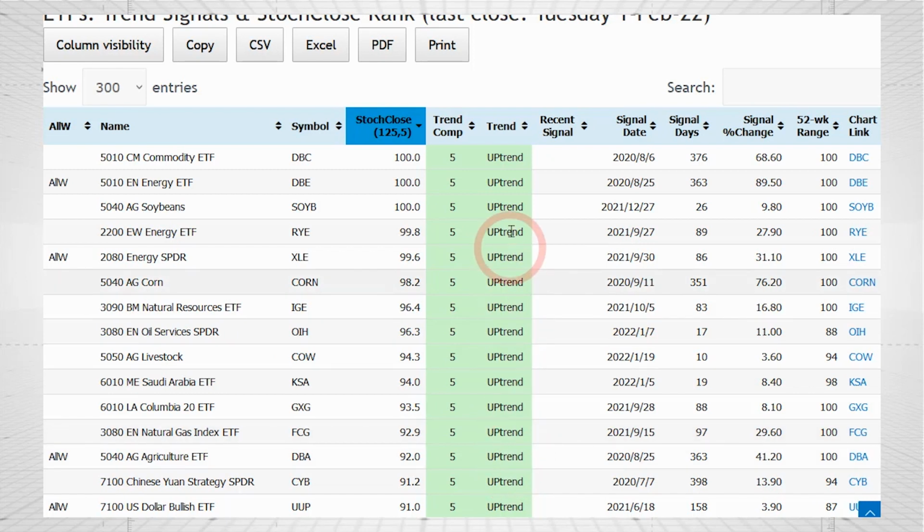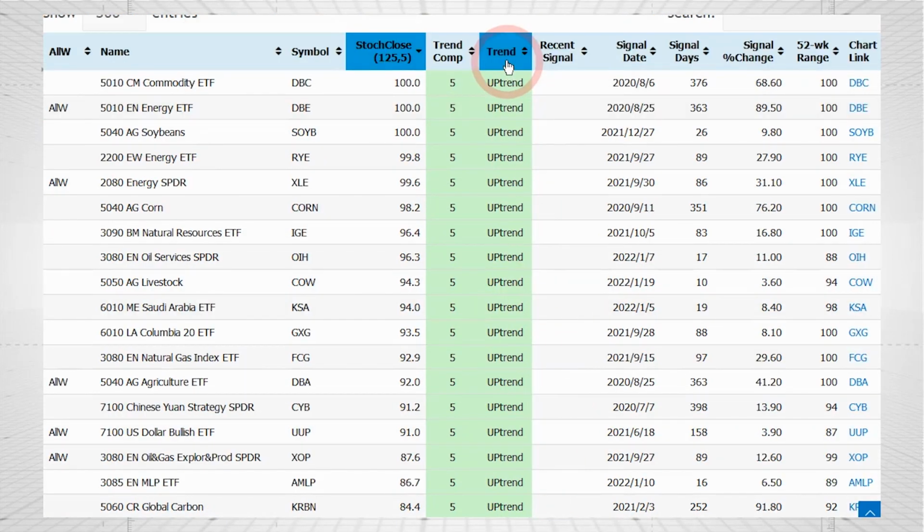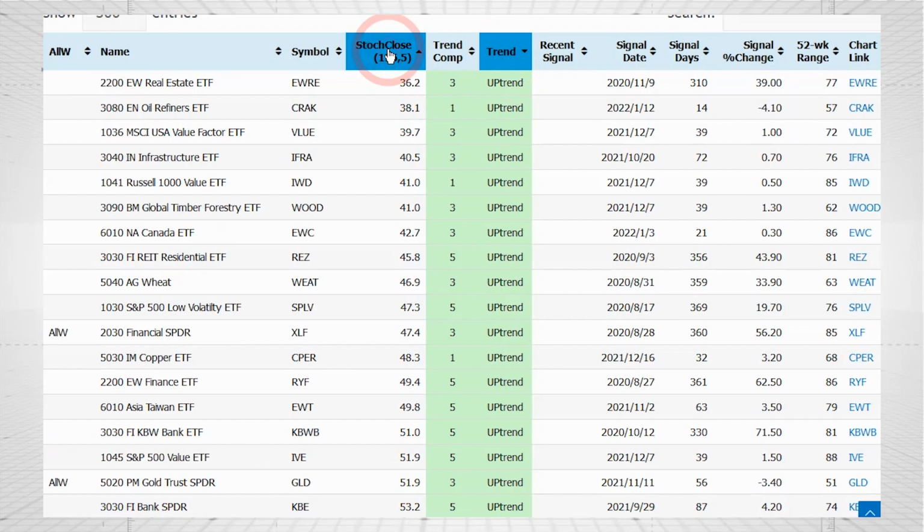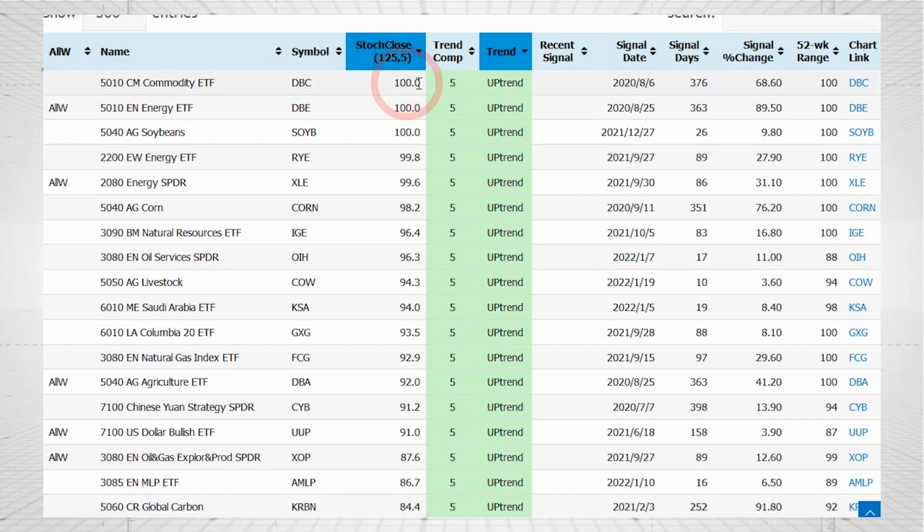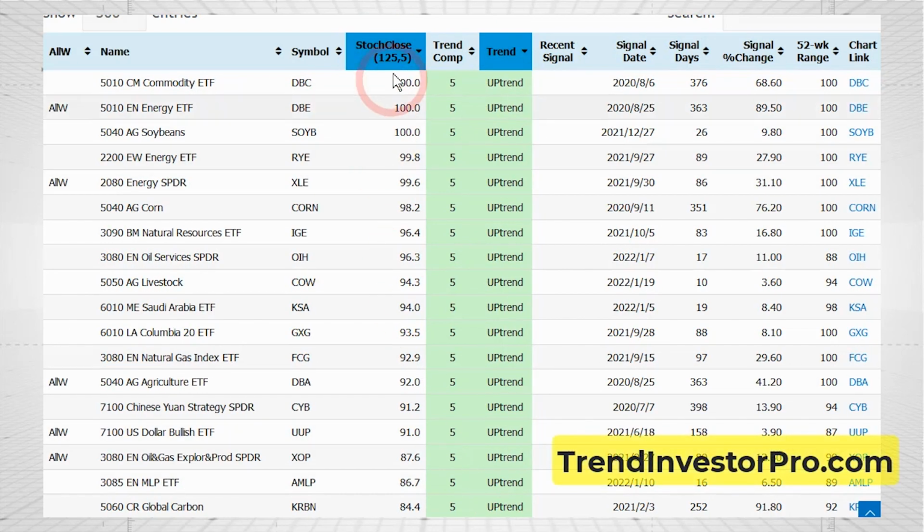So if you're looking for stocks that are in uptrends, or ETFs in this case, you can sort by the trend, and then you can see the StochClose there. So what I can do is a double sort. I can hold down the shift key here and sort by the trend. I've got uptrend here, and then I will sort by the StochClose value. So now I've got all the uptrends ranked by StochClose values.